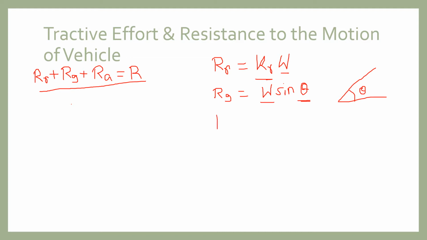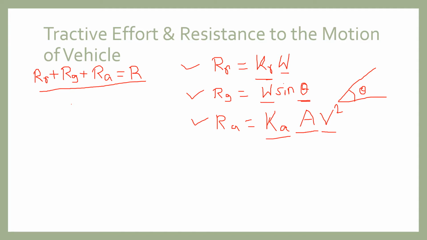Next one is RA. RA is the air or wind resistance, and it is described by the equation Ka into A into V square, where Ka is the coefficient of the air. A is the frontal area of the vehicle in meter square. V is the vehicle speed in kilometer per hour. So these are the different types of resistance: rolling resistance, gradient resistance, and air resistance.